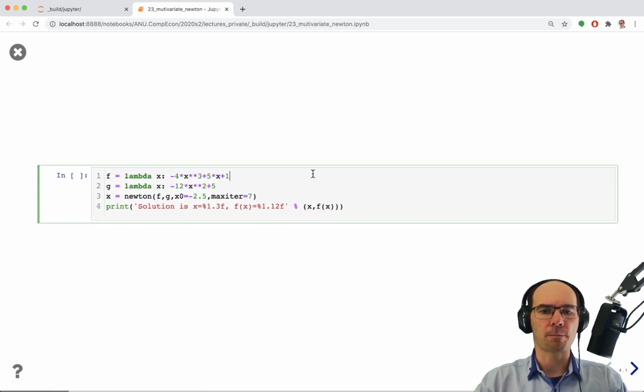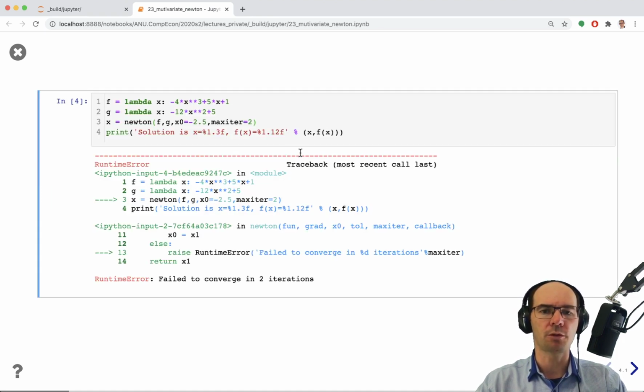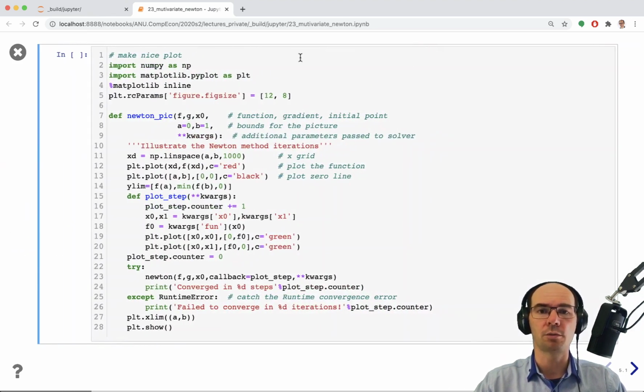Okay, let's look at this example here. Here's my f function. That's the example that we looked at before. g is the gradient of the function, the derivative. And we can just call Newton like that: f, g, and the starting value. That's very important, as we will see. With a maximum number of iterations of 7, but if there are not enough iterations, then there will be an error, the runtime error: failed to converge in 2 iterations. All right, so that's the code that implements the simple scalar Newton method.